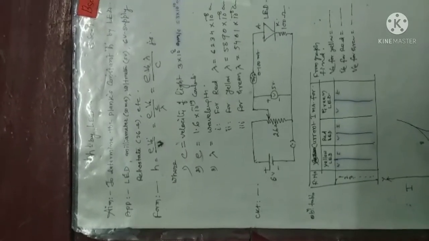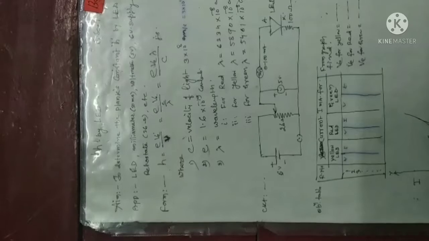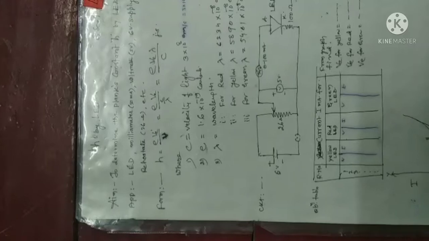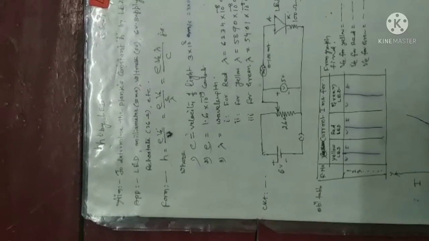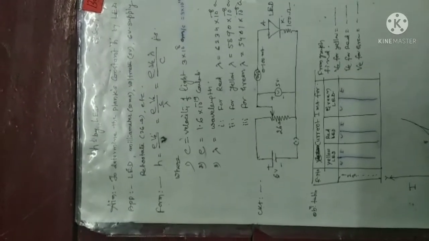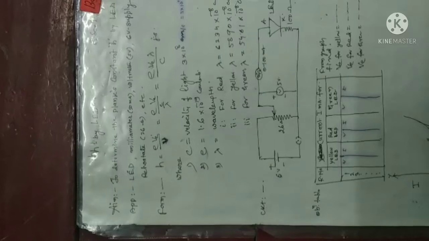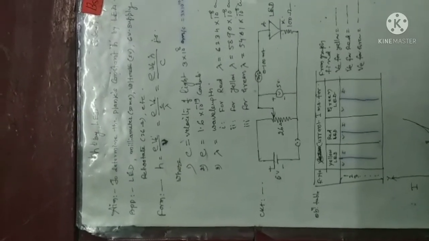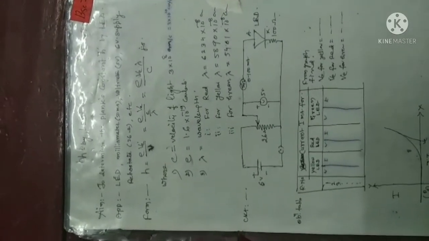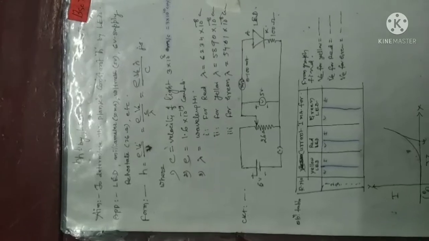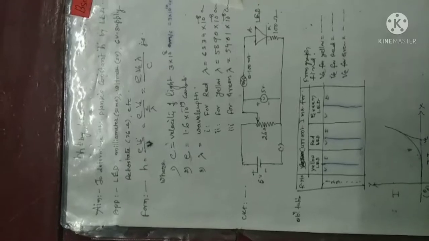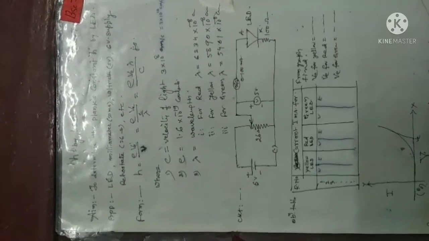And the formula is h, Planck's constant, equals the charge on the electron times VE divided by the frequency, which equals e times VE divided by c divided by lambda, which equals e VE lambda divided by c, where the value of VE is calculated from the graph.